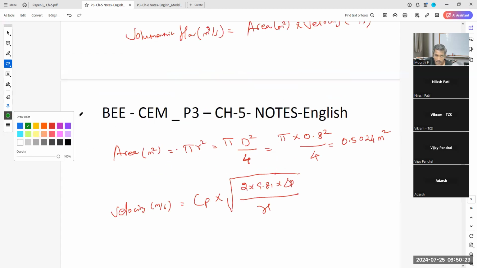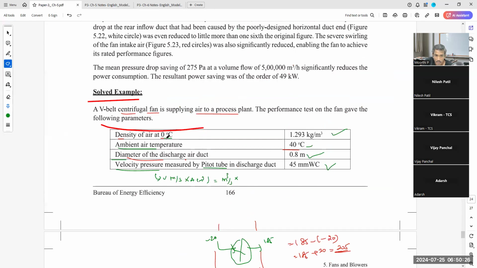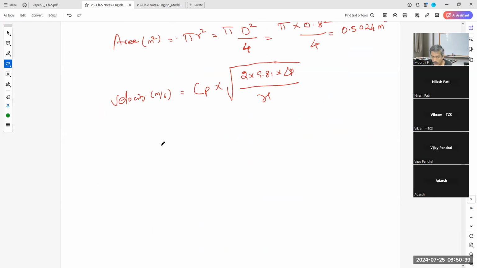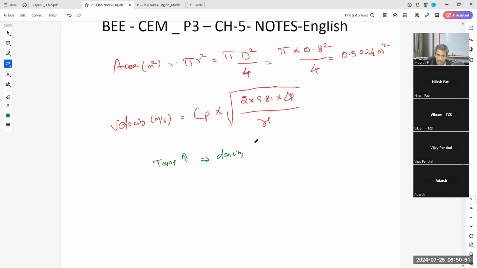Then one thing you have to understand. Here the density given is at 0 degree Celsius, 1.293. You need to calculate it for ambient temperature. If temperature increases, what will happen? Density is always going to reduce. Always remember, temperature is inversely proportional to density.